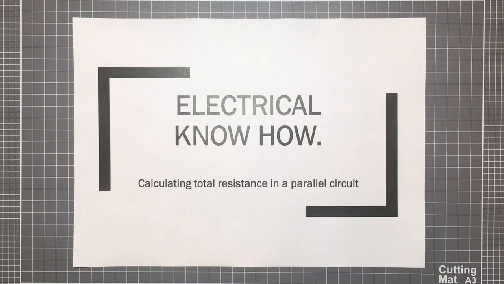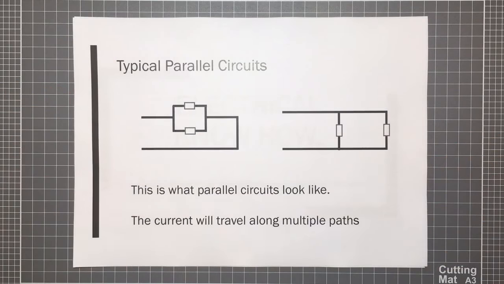Today we're going to be calculating the total resistance inside of a parallel circuit. So first of all, let's just make sure that we are indeed looking at a parallel circuit. The one that you're looking at should be something like these. A parallel circuit is a circuit where the current can move through various paths. It doesn't have just the one path to go through.